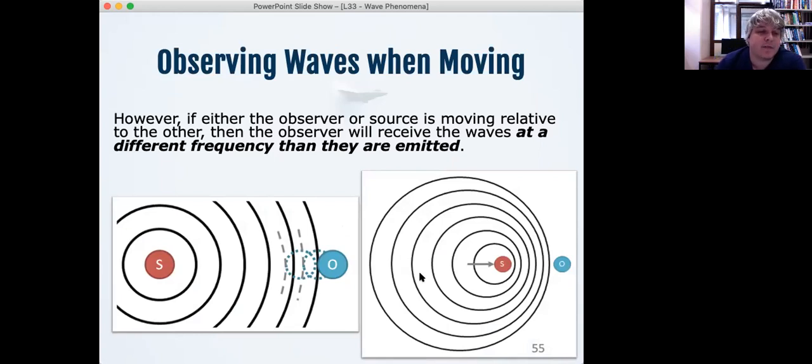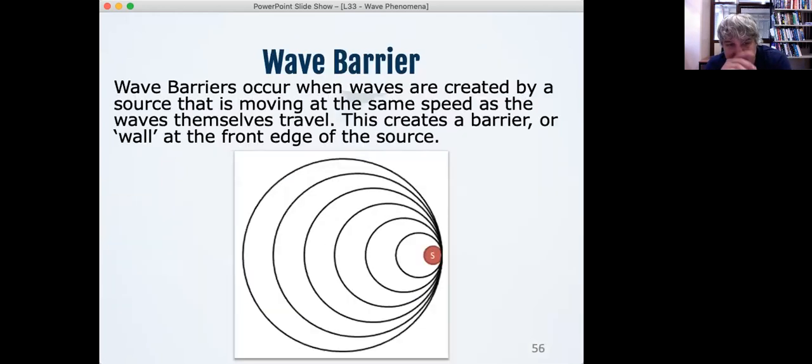The same thing would happen if the source was moving towards the observer. If they release one every second, but they're moving towards the observer, then the observer will hear them more regularly, more frequently than one every second. They'll hear more than one every second. And that's all the Doppler effect is. But if you think about something like a boat on water creating waves, the thing producing the waves could end up traveling at the same speed as the waves themselves travel.